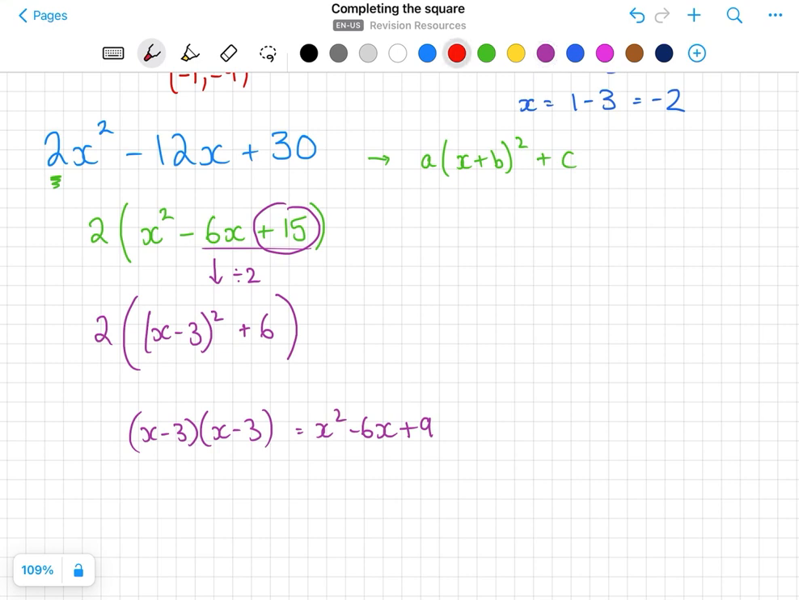Our final step to get it into this format is to almost multiply out the brackets, but only partially. So we start, because we want our 2 on the outside, 2(x minus 3) squared. There's no need to simplify any of that further, as you'll just get back to your original equation. And then the 2 times 6, which is 12.